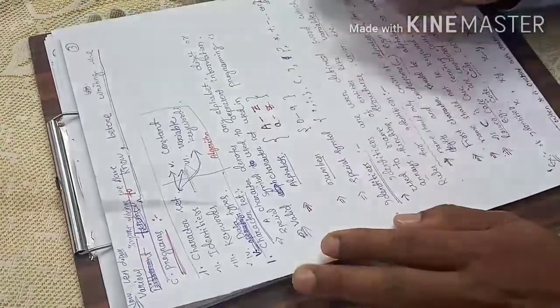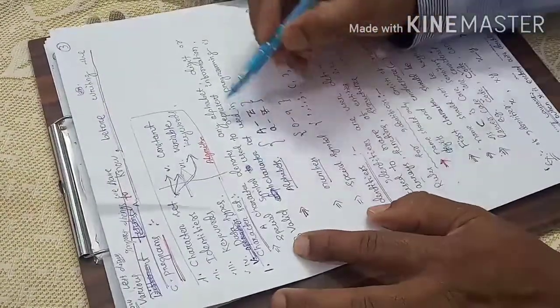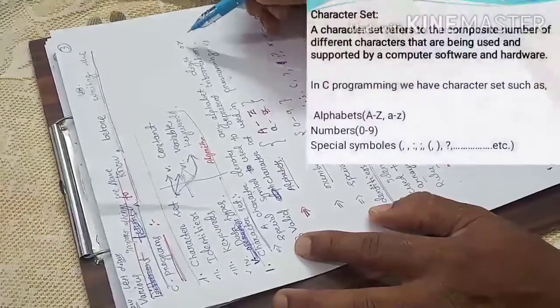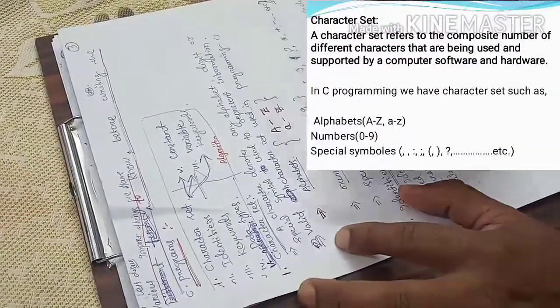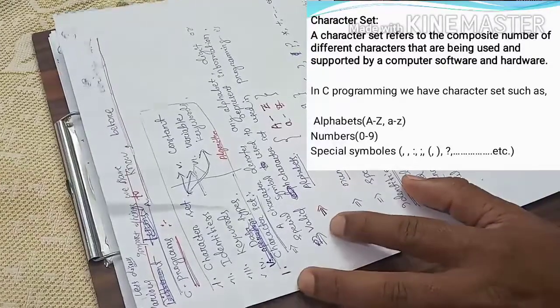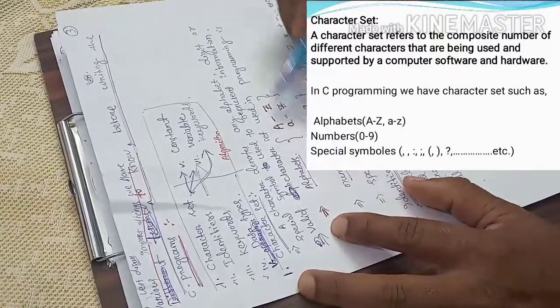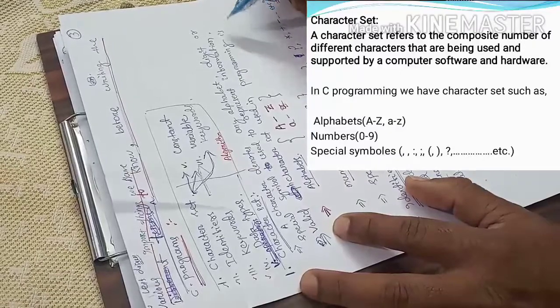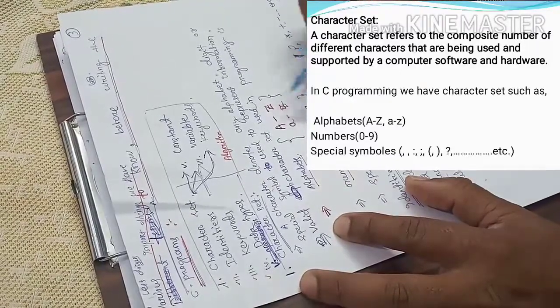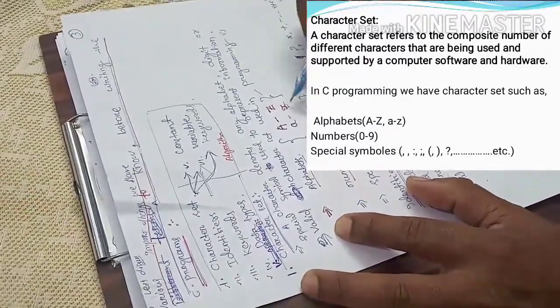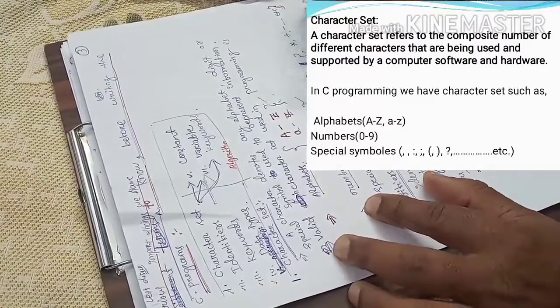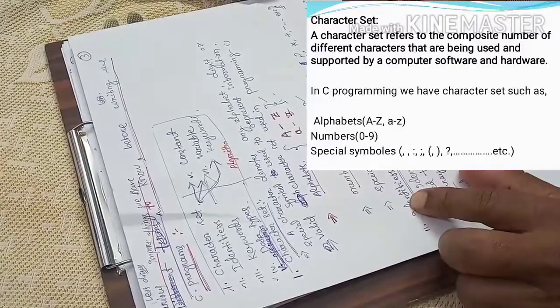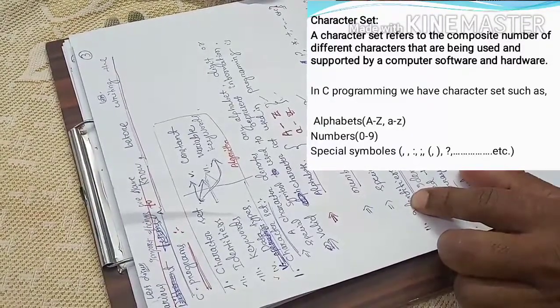See, what is character set? A character denotes any alphabet, digits, or special symbol used to represent information. The valid character set used in programming language is alphabet A to Z uppercase, a to z lowercase, numbers between 0 to 9, special symbols like comma, colon, semicolon, open bracket, close brackets, etc.